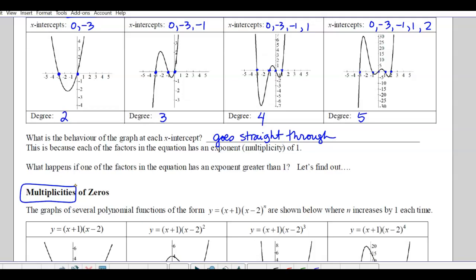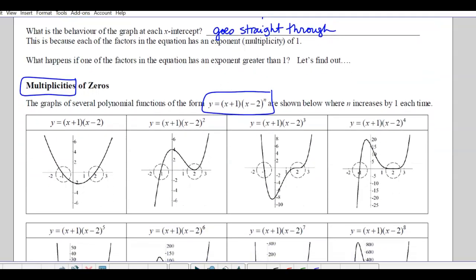So the graphs of several polynomial functions of this form are shown, and n is increasing each time. So we're keeping x plus 1 as a factor, okay? So it goes just through there and just through at 2 too, because the exponent on x minus 2 is 1. Now we're going to square it. So we've got this. Take a look. Just goes through at -1. Now it just touches at 2. Kind of looks like part of a parabola, right?